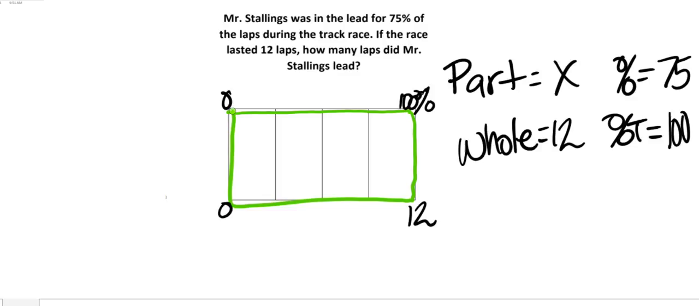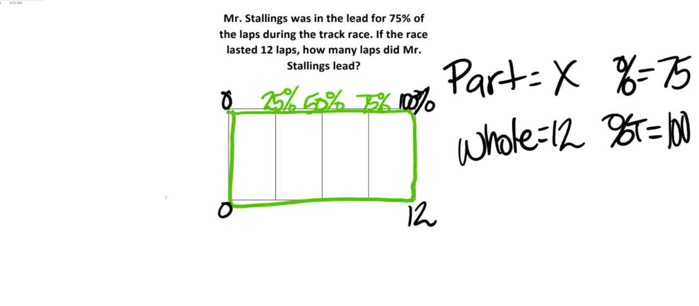The next thing I ask them is, how many boxes did you shade? Or not shade, I'm sorry, how many boxes did you circle? If you count, we counted 1, 2, 3, 4. So we just circled 4 boxes. Here's what we do: we take that 100 on the top of the bar model and divide it by the 4 boxes that we circled. 100 divided by 4 is 25. So we are counting by 25s on the top of our percent bar model.